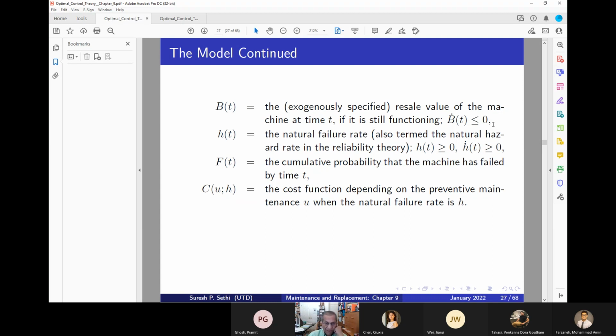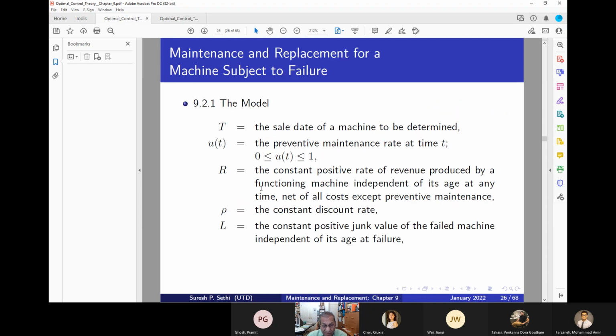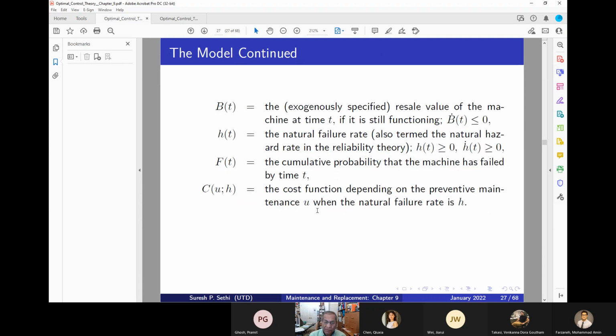What is the difference between this model and Thompson's model? Well, in Thompson's model, the sale value was controlled by maintenance. Here, Kamien Schwartz is saying the sale value is simply a function of time. Maintenance has nothing to do with it. But what they did is that the maintenance changes the probability by which the machine will fail. So their maintenance is speaking to the breakdown rather than to the salvage value.